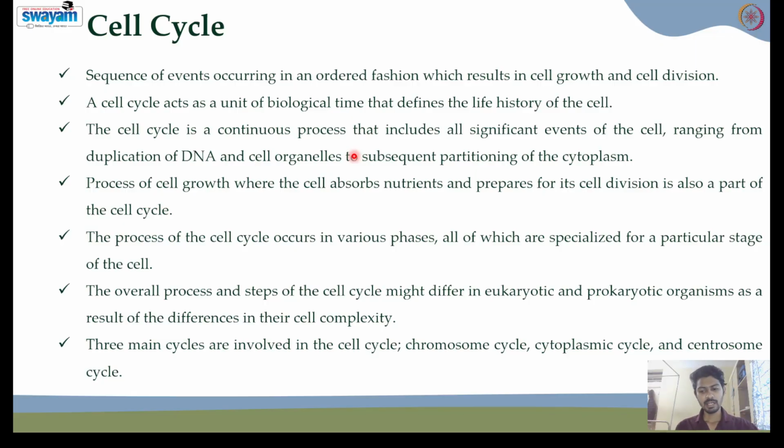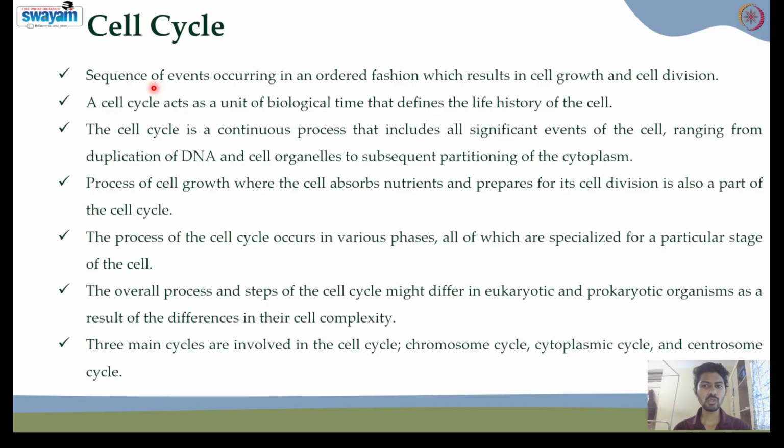So till now we have seen the basics of how the cells divide and the important terminology that we need to know, like cell growth, proliferation, and transformed cells. We have seen some examples. Now we will see the cell cycle. This is another important concept that we need to remember. So what is the cell cycle? It is a sequence of events that occur in an ordered manner.